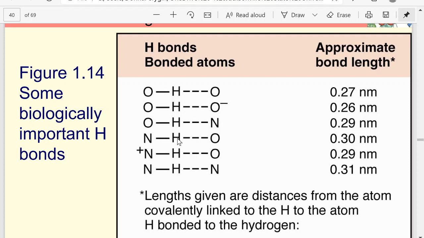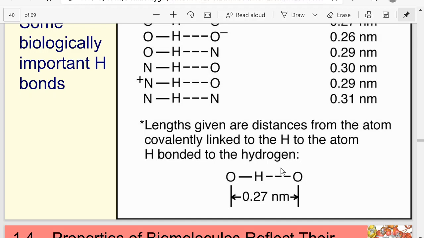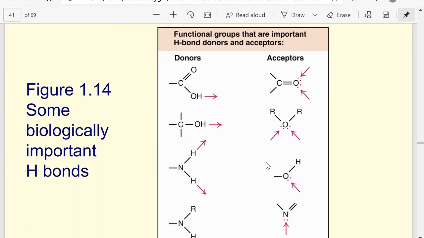A nitrogen bearing a hydrogen that's hydrogen bonded to an oxygen is about 0.3 nanometers. A positively charged nitrogen bearing a hydrogen that's hydrogen bonded to an oxygen is about 0.29. And a nitrogen bearing a hydrogen that's hydrogen bonded to another nitrogen is about 0.31. So all of these are about 0.3 nanometers. They're all about the same distance, really.